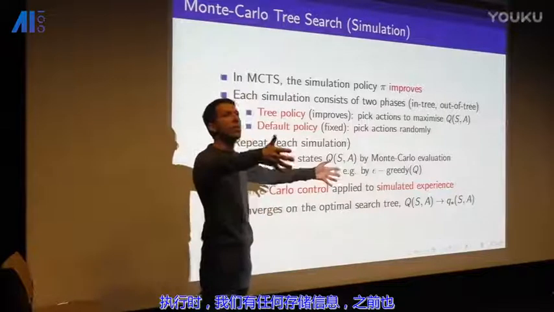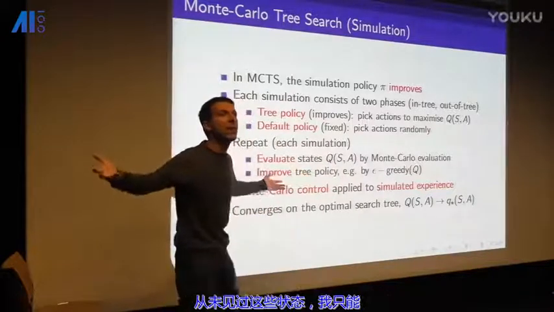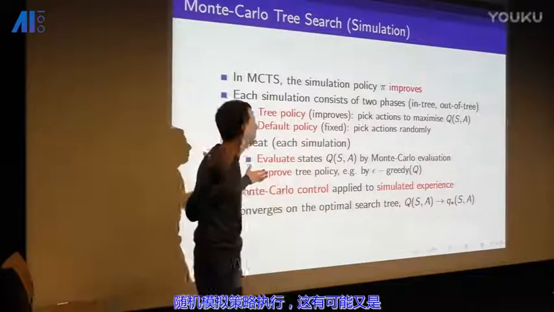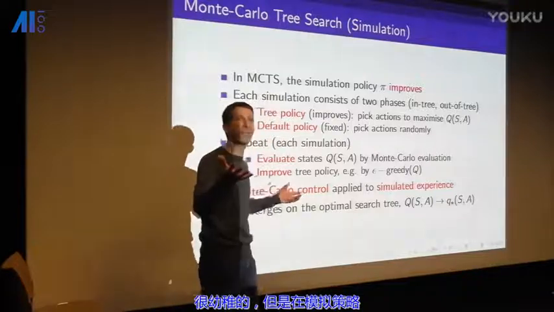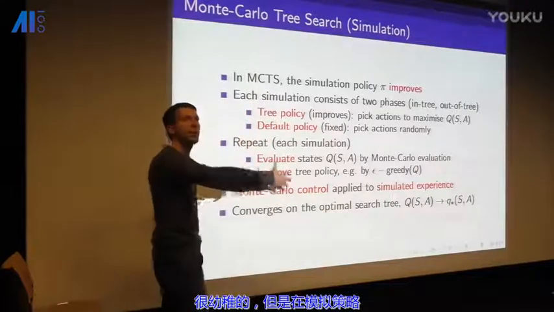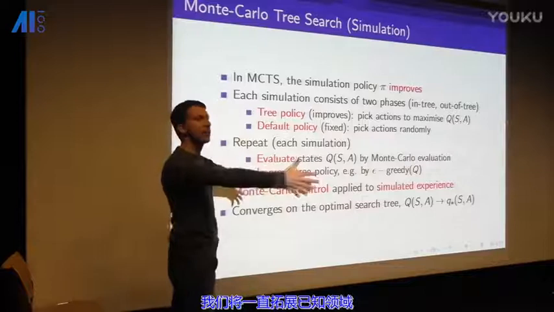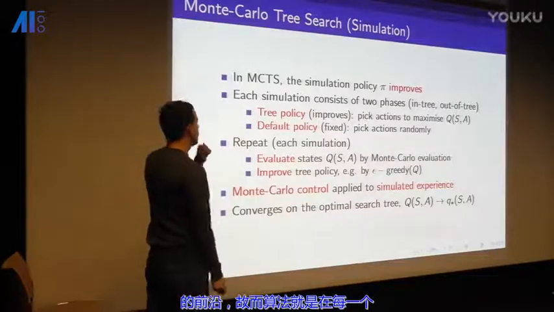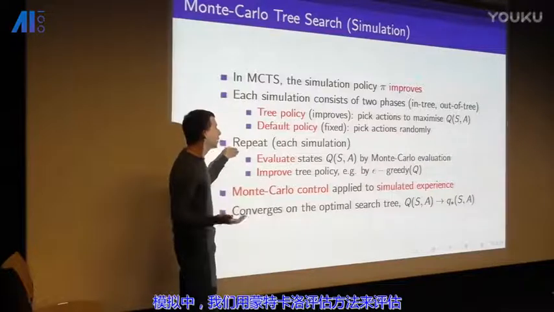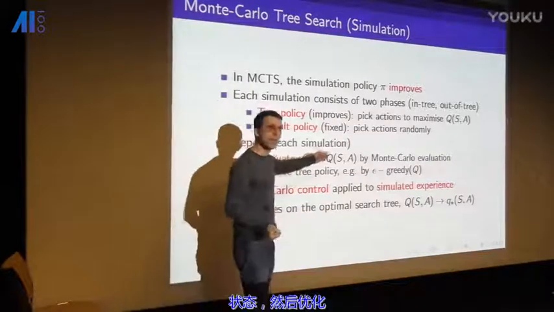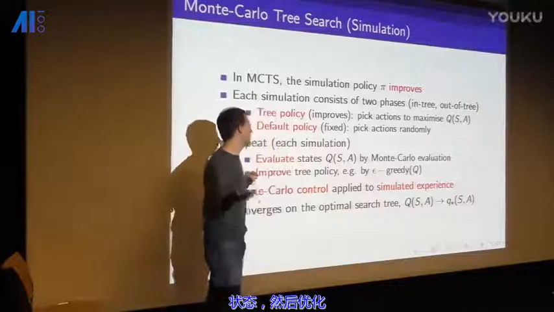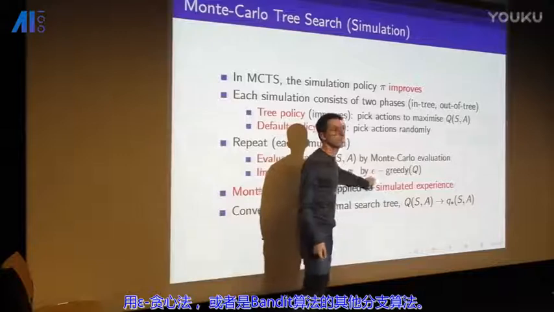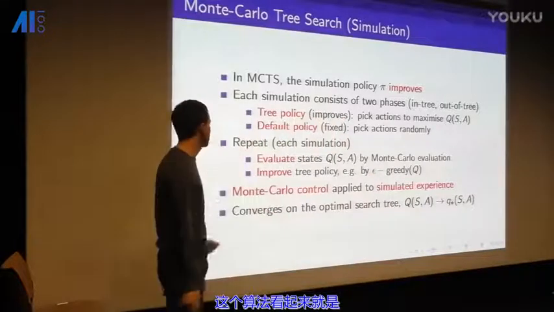But when I run beyond my tree, and I haven't seen these states before, I just behave according to some default random simulation policy, which again can be naive. But we're expanding the frontier of what we know about until eventually our simulation policy becomes smart everywhere. And so the algorithm is that in every simulation, we evaluate our states by Monte Carlo evaluation, but then we improve our tree policy by, for example, epsilon greedy, or smarter strategies using bandits.